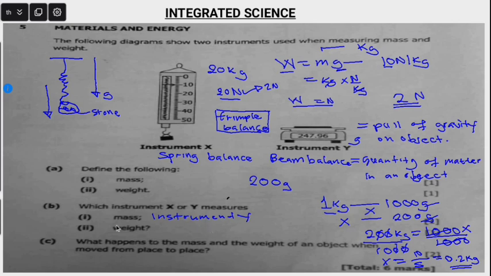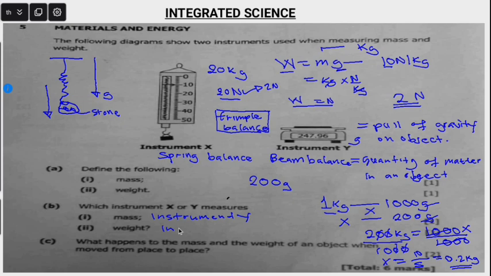Then when it comes to the weight, we know that it is the spring balance, but they are saying which instrument according to the labels which they have given us. So meaning we need to say that it is instrument X. So this is how you're supposed to answer this one.